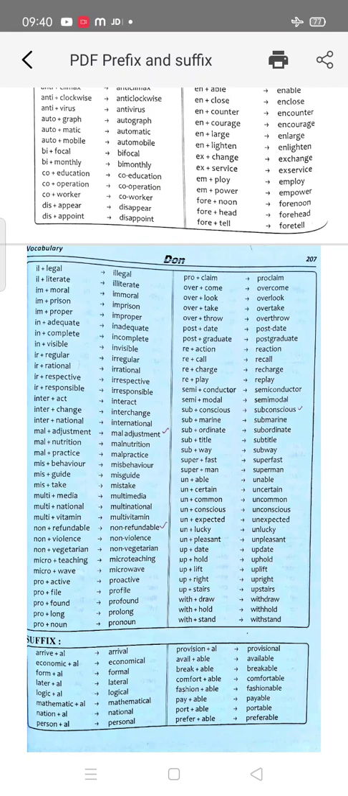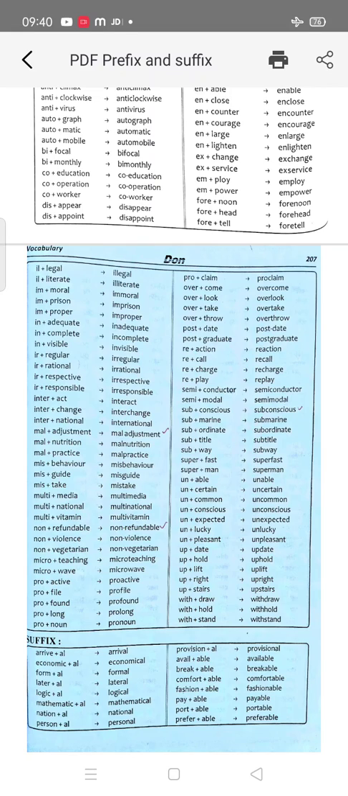Able, unable. When you add un to certain words, let us see what changes happen. Let us see the words here. Certain, uncertain. Certain means sure, uncertain means unsure.